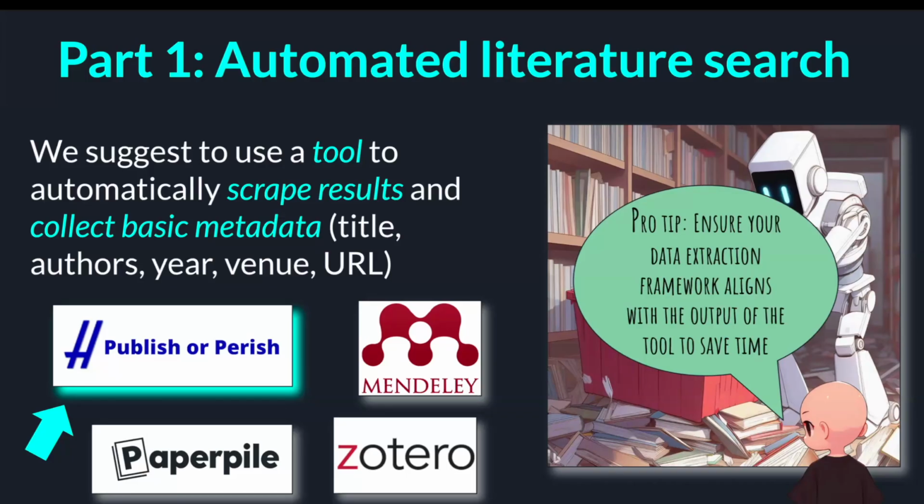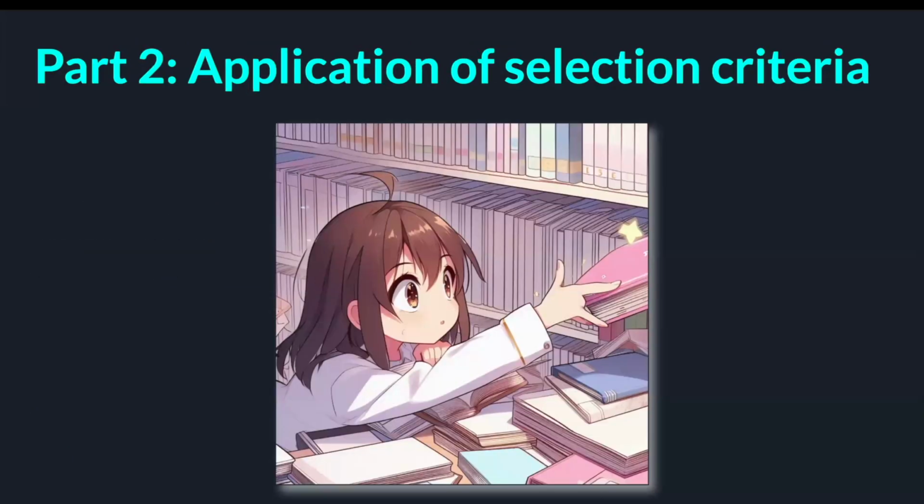So, use Publish or Perish. Selection criteria. That's going to be the next step. And this is a way to find the papers we're really interested in. So to select the papers we're really interested in and get rid of all the other junk which we found via the automated query, right?